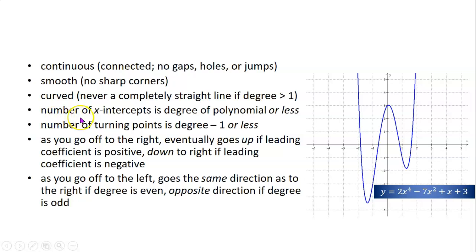And like I was talking about, the number of x-intercepts of the graph is the degree of the polynomial or less. So if the degree is 4, you might have 4 x-intercepts, or you might have less than that, but never any more than that. And the number of turning points is the degree minus 1 or less. So if the degree is 4, you could have 3 turning points, 4 minus 1 is 3, or you could have less than that, but you can't have any more than 3 turning points for a degree 4 polynomial.